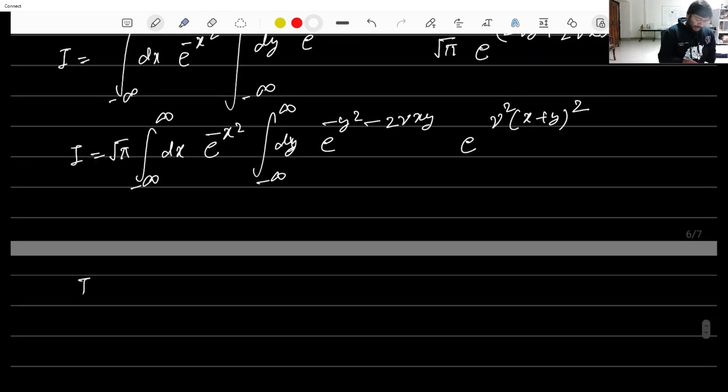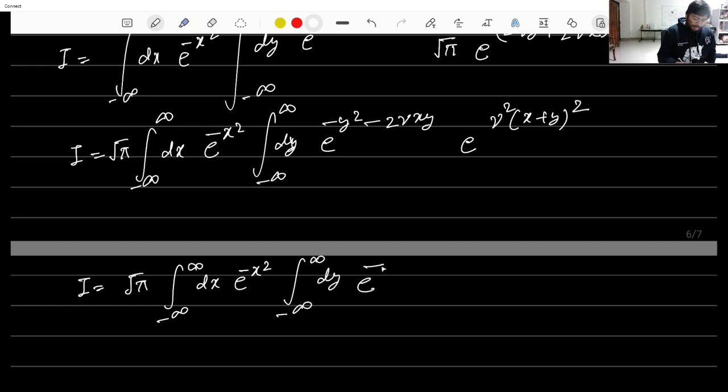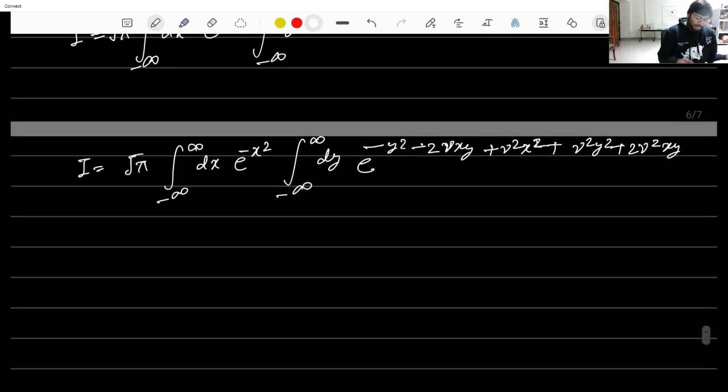Okay, so you can write it like this now, root pi minus infinity to plus infinity dx e to the power minus x square, minus infinity to plus infinity dy e to the power minus y square minus 2 nu xy, and you write also plus nu square x square plus nu square y square plus 2 nu square xy, correct. So this is the integral now.